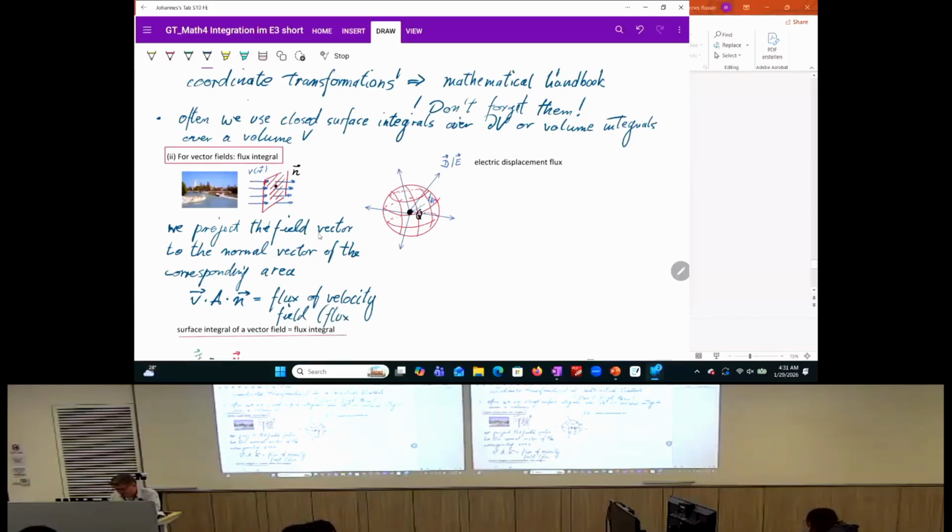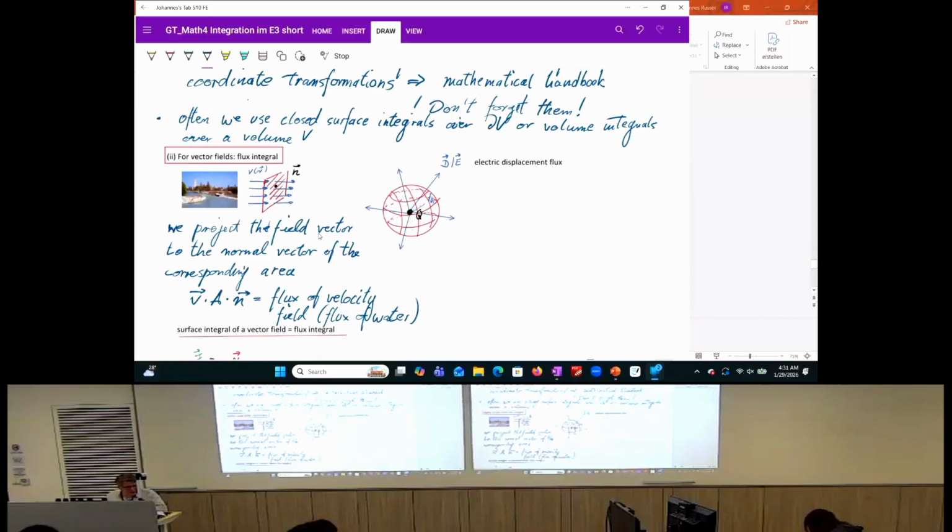Flux of water, the example here. Now, also interesting is what you see on the left. This is in particular interesting for us. You have here in the center the charge, and you have an enclosing surface, and you have an electric field which is originating due to that charge in here.